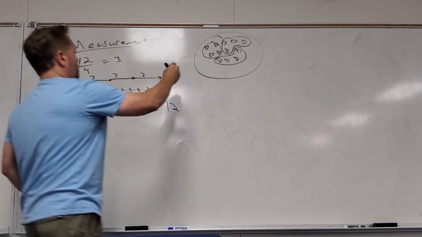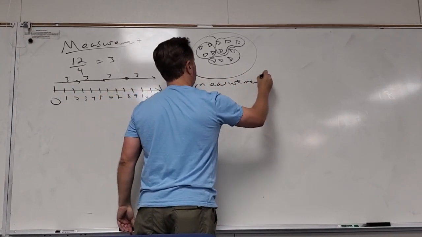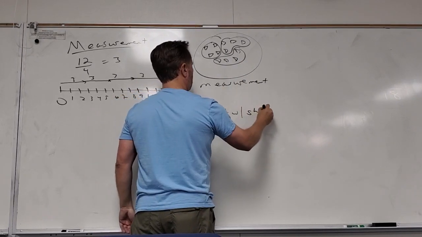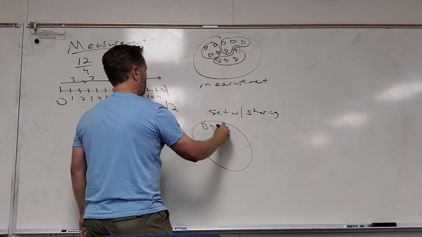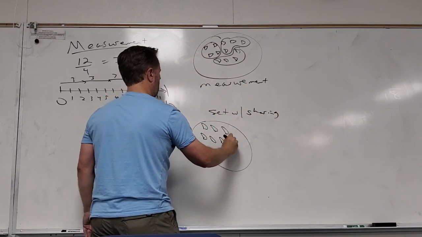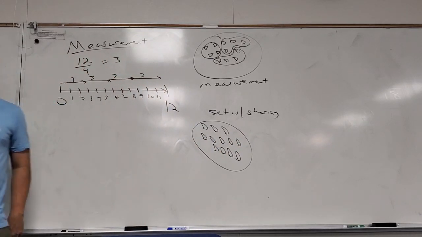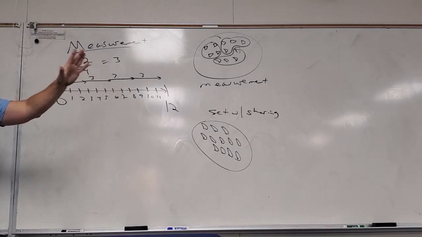So this is the measurement model. If I wanted to do a set with sharing, I'd start with, oh God, 12. And then what would I do? What do you think a kid would do? I think I asked this one earlier, but if I wanted to use the sharing model.